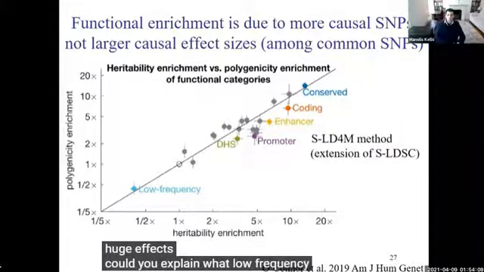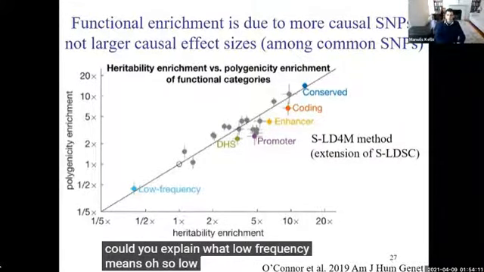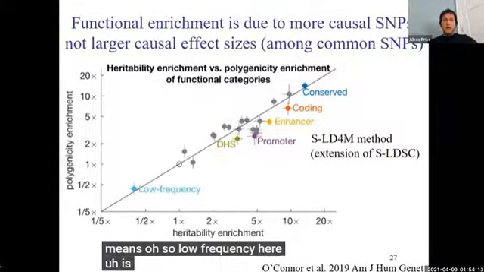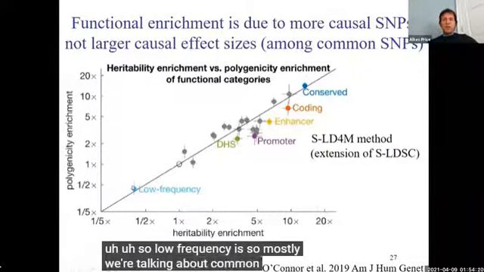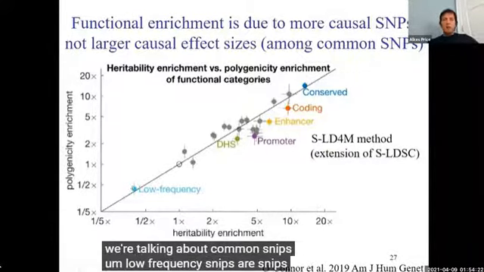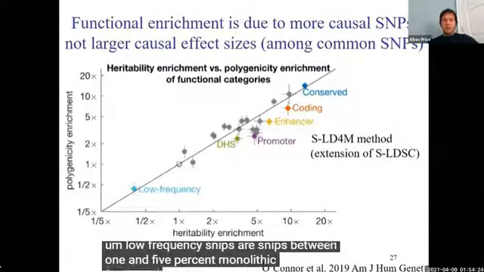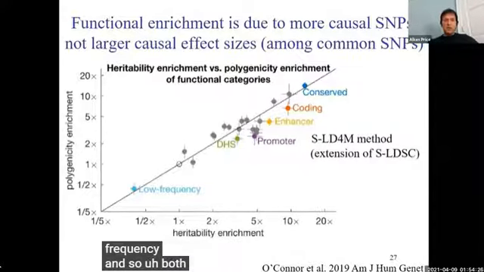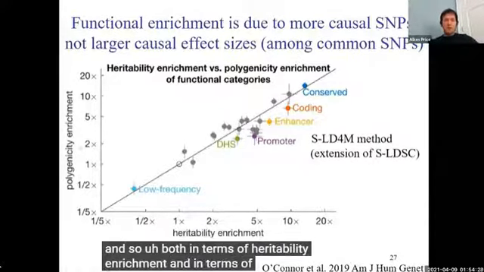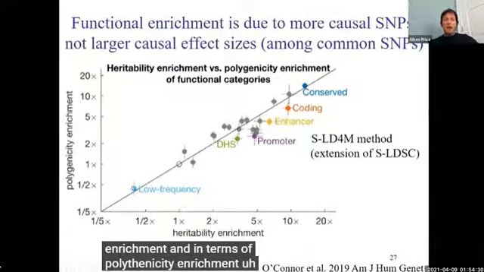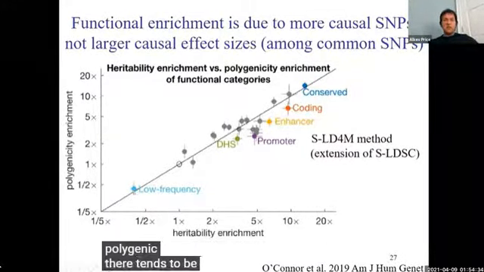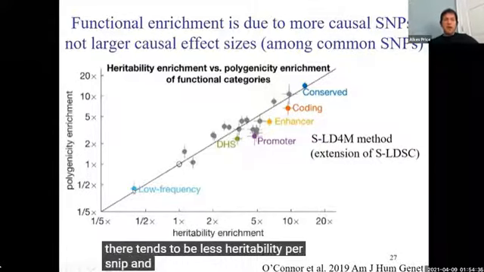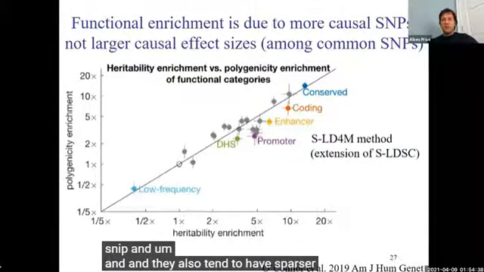Could you explain what low frequency means? So low frequency here is, so mostly we're talking about common SNPs. Low frequency SNPs are SNPs between 1 and 5% minor allele frequency. Right. And so both in terms of heritability enrichment and in terms of polygenicity enrichment, this means that low frequency SNPs are less polygenic. There tends to be less heritability per SNP, and they also tend to have sparser effects.